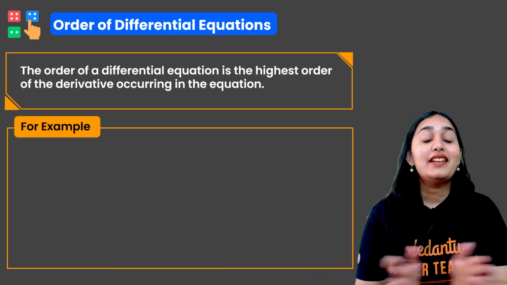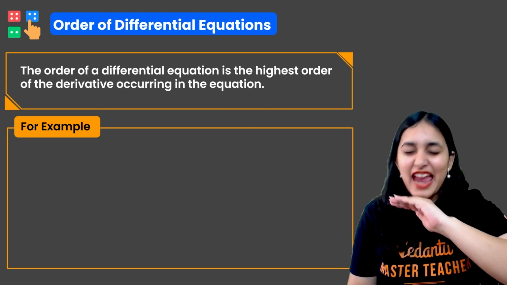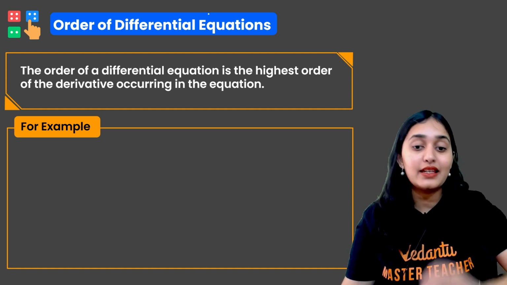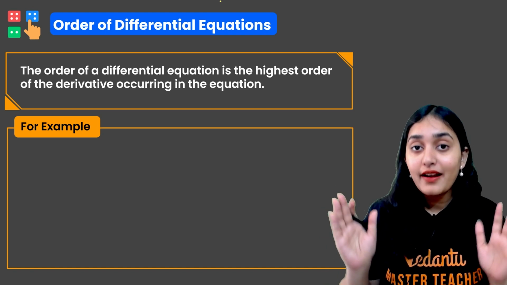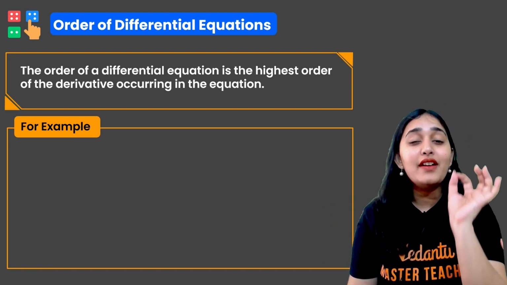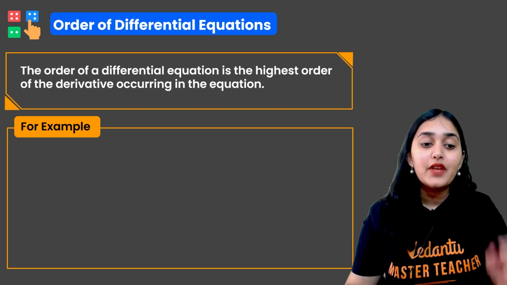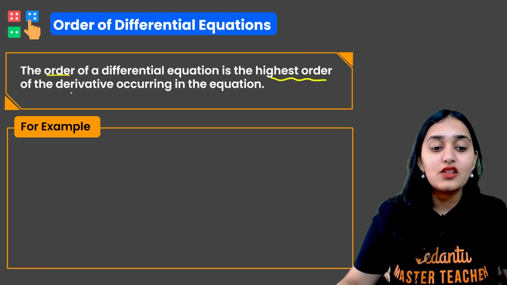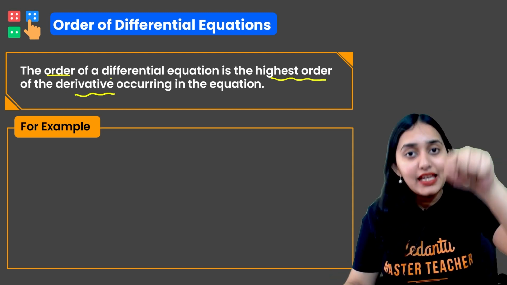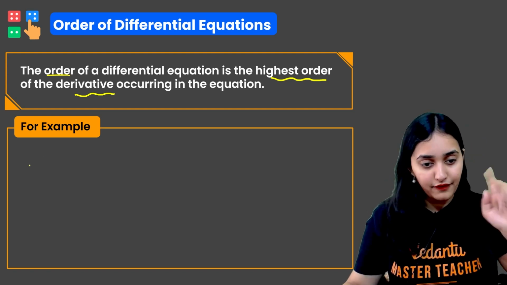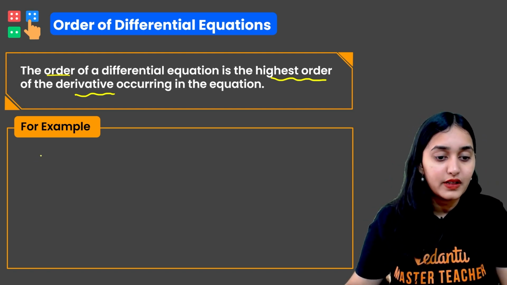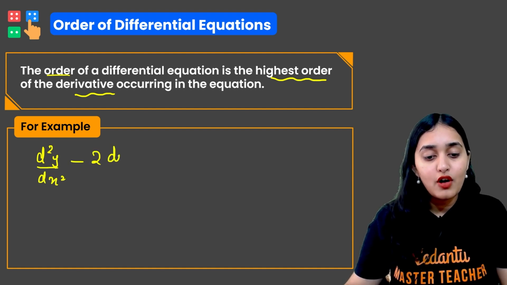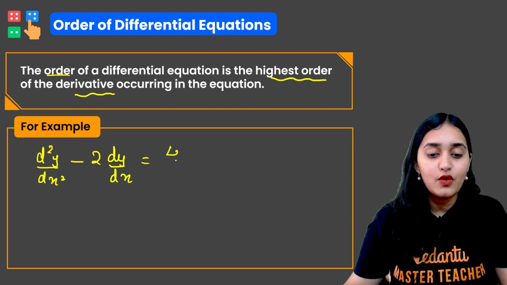Okay, chalo. Now, the most important topic, asked every year in the question paper: order of a differential equation and degree of a differential equation. I am going to tell you a variety of examples so that you will never get confused in any question. First of all, what is the order of the differential equation? It is basically the highest order derivative you have in the equation. For example, let us suppose your equation is d square y by dx square minus 2 times dy by dx is equal to 4y.